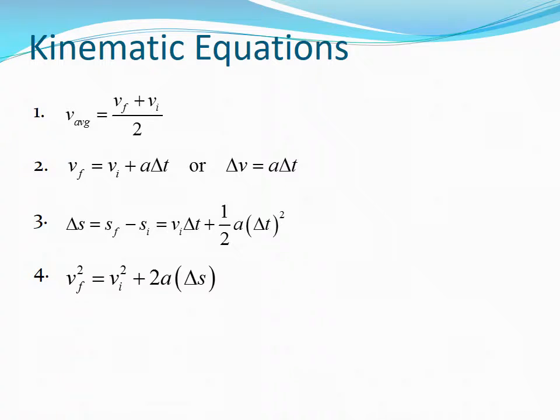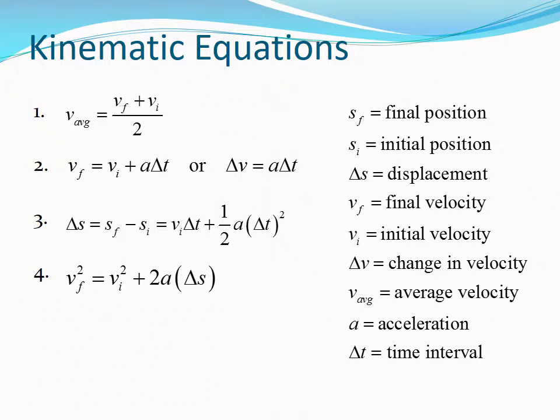Our fourth equation is the final velocity squared is equal to the initial velocity squared plus 2 times the acceleration times the change in position. Here are the definitions of all of our variables. Become very familiar with these equations as we will be using these extensively in the course.